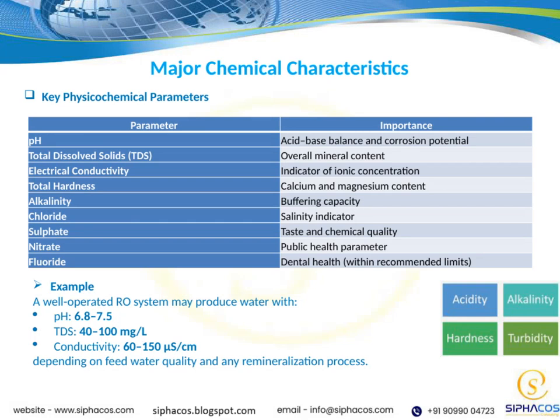Let's look at what a well-operated reverse osmosis system typically produces. The water usually has a pH between 6.8 and 7.5, close to neutral, which helps control corrosion. Total dissolved solids, or TDS, range from 40 to 100 milligrams per liter, reflecting mineral content. Conductivity sits between 60 and 150 microsiemens per centimeter, showing ionic concentration. These key parameters, along with hardness, alkalinity, chloride, sulfate, nitrate, and fluoride, all tell us about water quality, safety, and taste. Together, they paint a clear picture of the water's chemical balance.